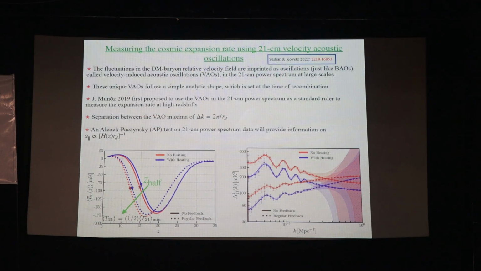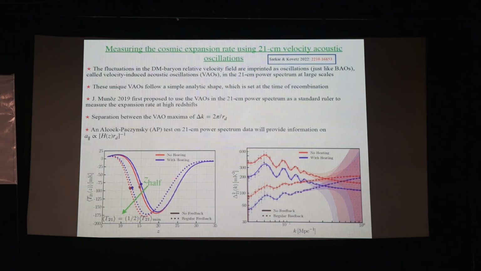With this, we move on to the next project, which is measuring the cosmic expansion using the 21 centimeter velocity acoustic oscillations. The fluctuations in the dark matter baryon relative velocity field, as I mentioned before, are imprinted as oscillations just like BAOs. They're called the velocity acoustic oscillations, and these are the velocity acoustic oscillations in the 21 centimeter power spectrum at large scale. This paper first proposed that these VAOs in the 21 centimeter power spectrum can be used as a standard ruler to measure the expansion rate at high redshift.